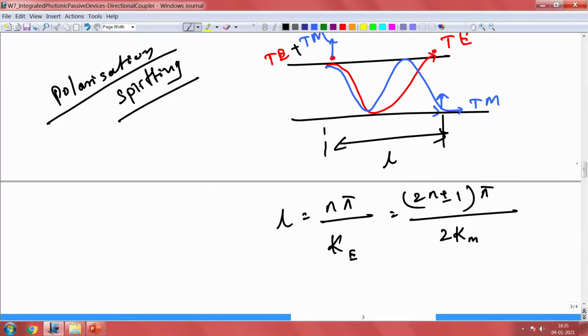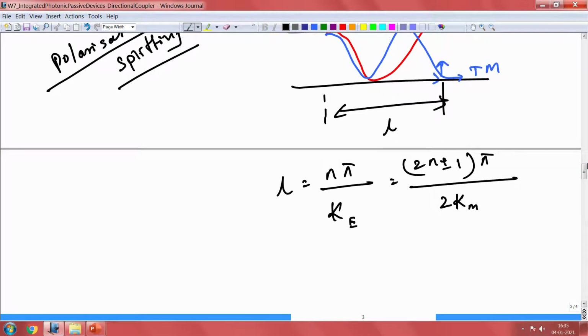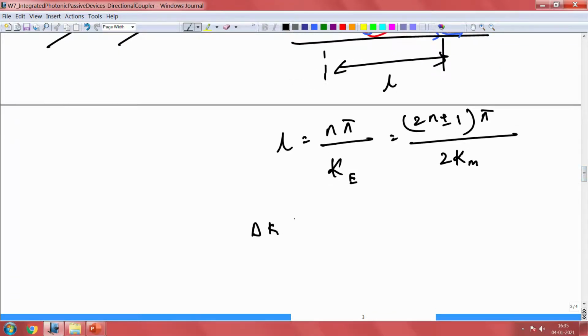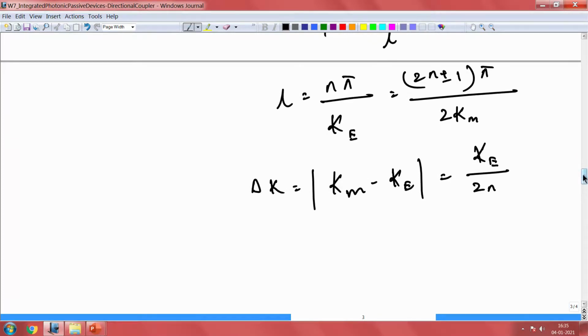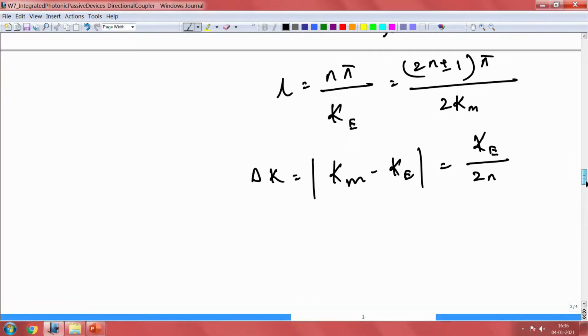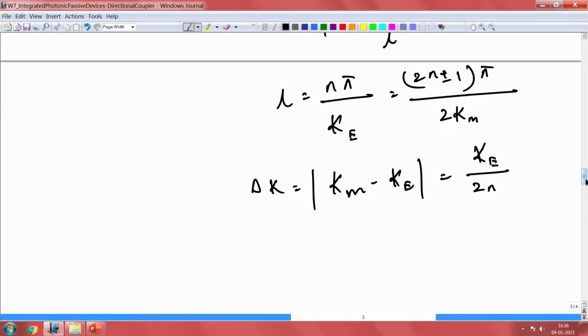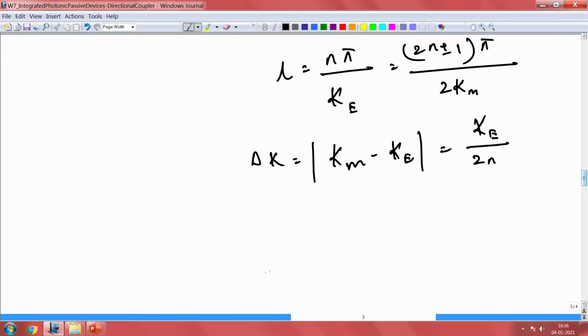And this is possible if there is a difference between the coupling coefficients that is equal to the following. So, you have delta kappa, which is equal to kappa m minus kappa E in this case, which is equal to kappa E by 2n, alright. This 2n is nothing but your integral number there, right. From this you could easily calculate what is the required length, right, in order to split this.